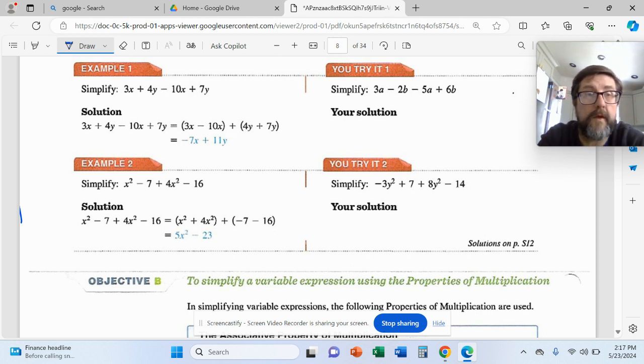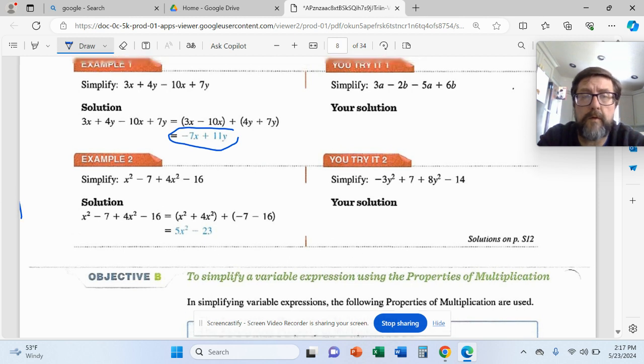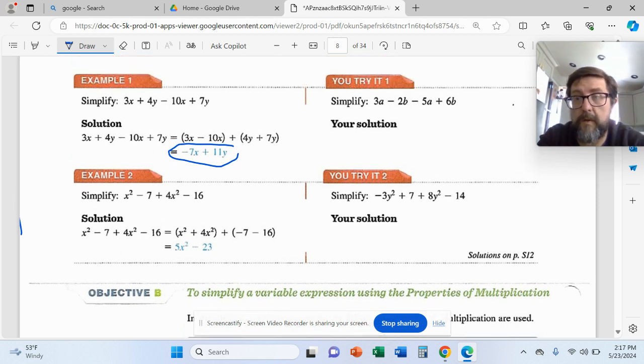Yes. Then we do 3 minus 10. That should be negative 7. So looking down here at our answer, it is negative 7x plus 11y. Or you could say 11y minus 7x. Pause it and do all the answers yourself now.